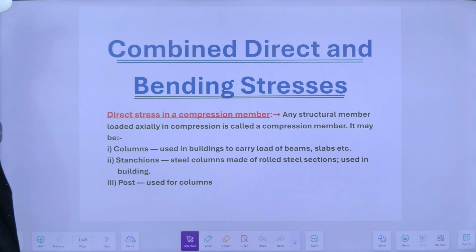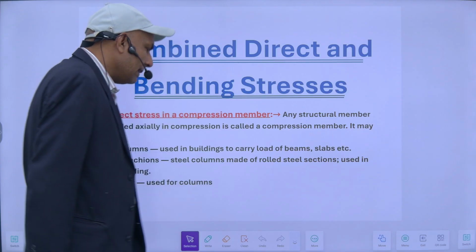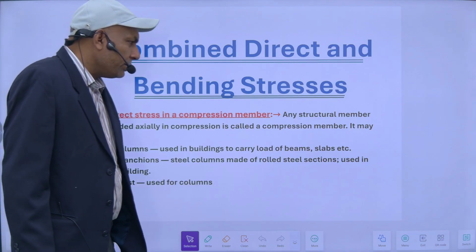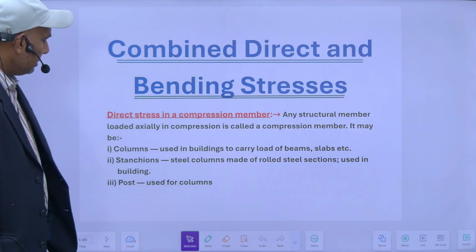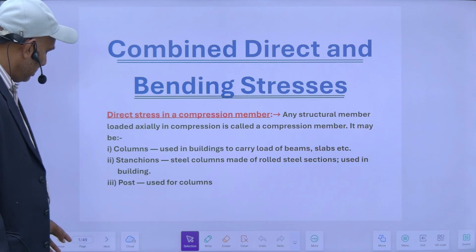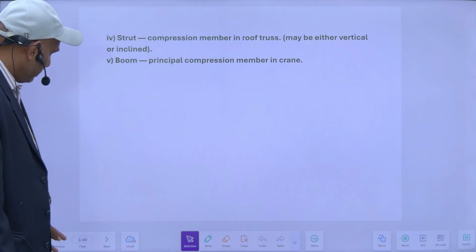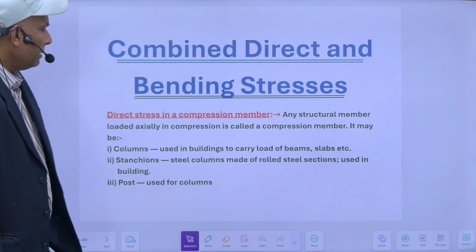First of all, direct stress in a compression member. What is the direct stress? As we have discussed, any structural member loaded in compression is called a compression member. It may be a column, stanchion, post, strut, or boom. So these are the five types of compression member.